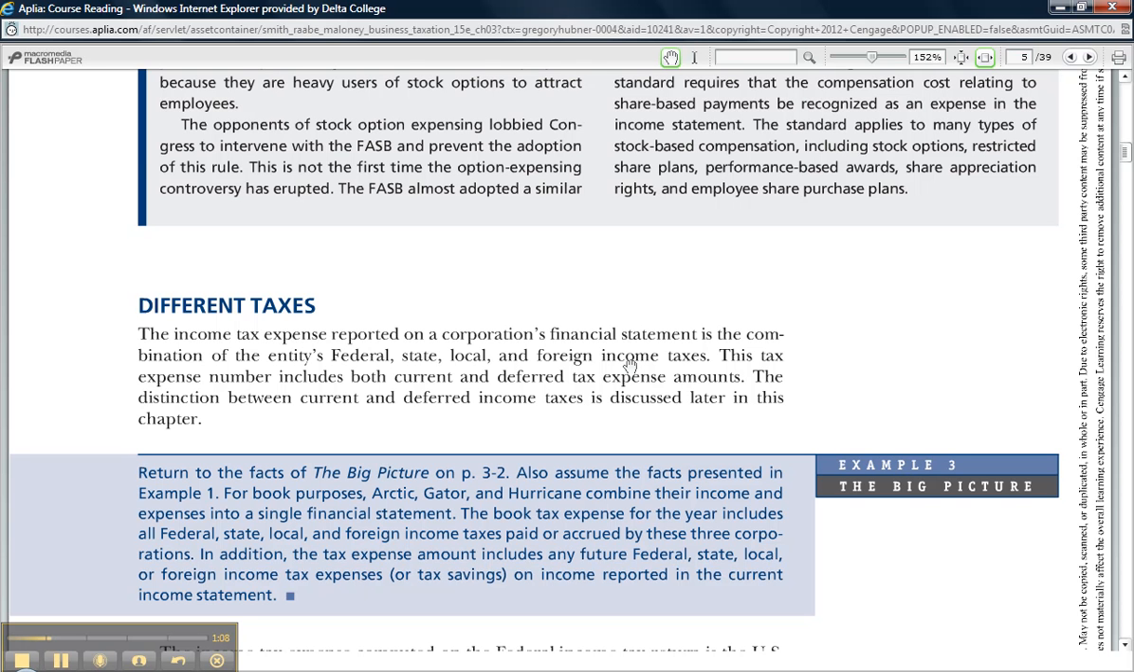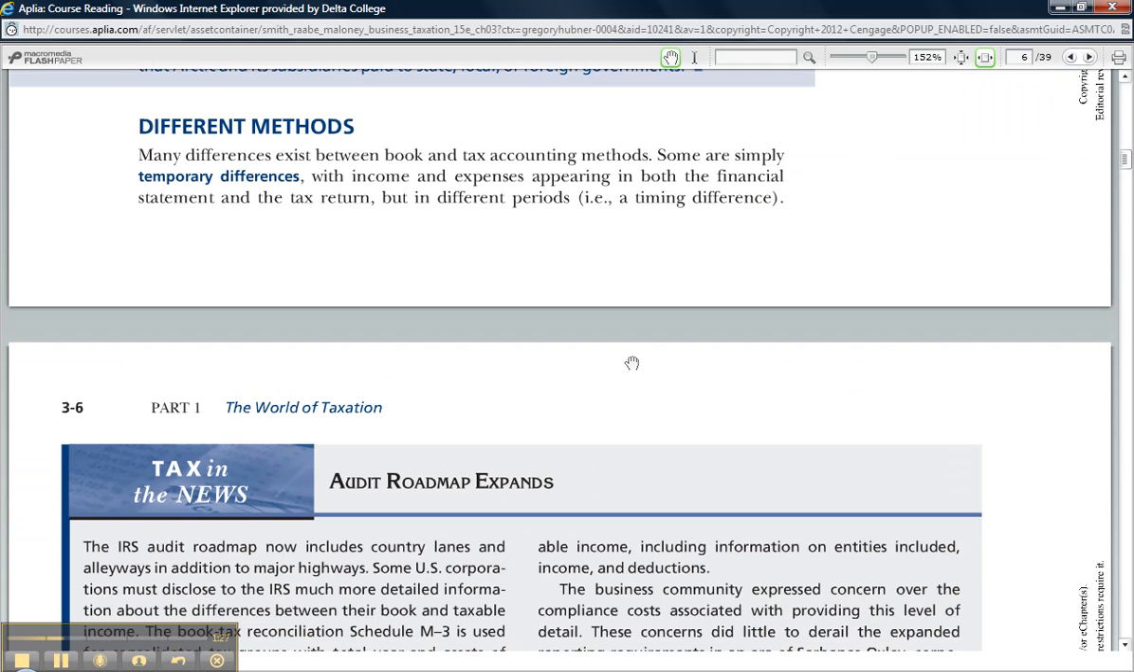All of those are wrapped up and reported in the financial statement income tax expense number. On a tax return, especially on a federal tax return, you're just talking about U.S. federal income tax. So you're comparing apples to oranges when you're looking at the income statement income tax number versus a tax return tax liability. And then finally, different methods of accounting exist between book and tax purposes.